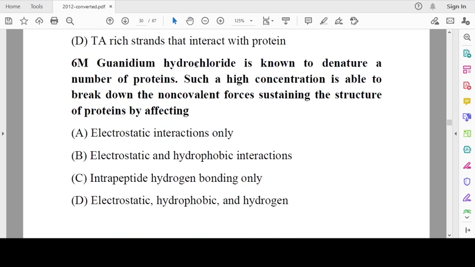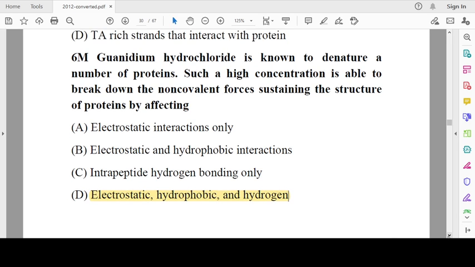6 molar guanidine hydrochloride is known to denature. So this guanidine hydrochloride is used as a denaturing agent, and 6 molar is efficient. Such a high concentration is able to break down the non-covalent forces sustaining the structure of protein by affecting the electrostatic, hydrophobic and hydrogen bond interactions.